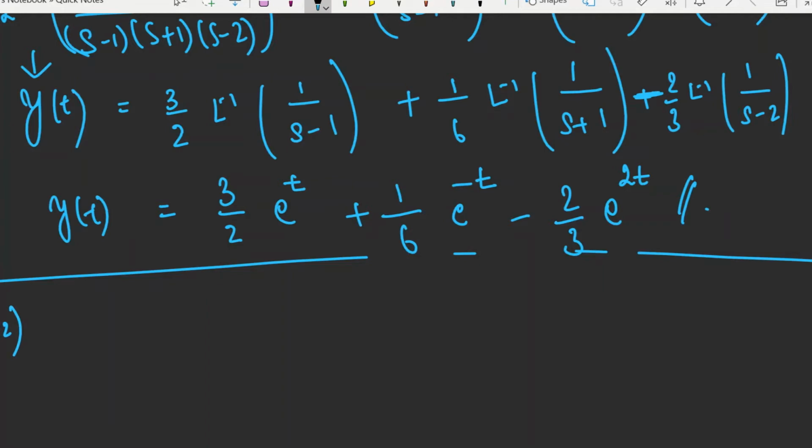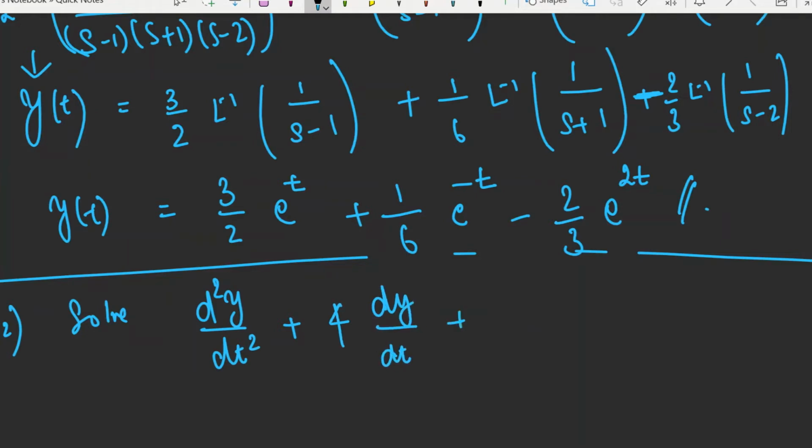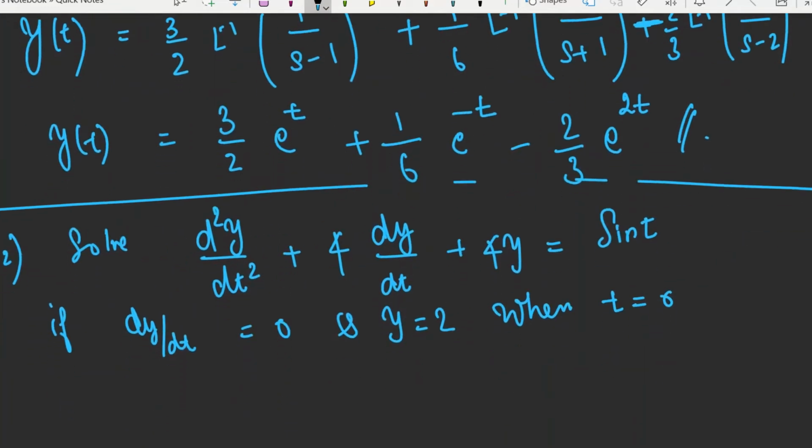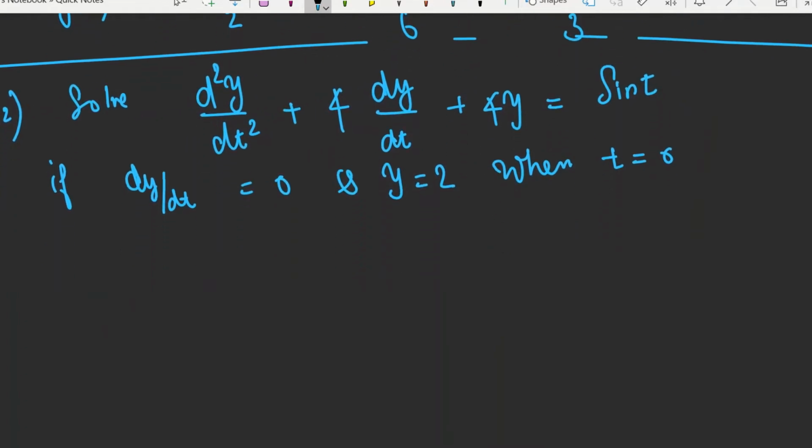So question number 2. Solve d square y by dt square plus 4 times dy by dt plus 4y equals sin t, if dy by dt equals 0 and y equals 2 when t equals 0. So these are the initial values and this is my given differential equation.